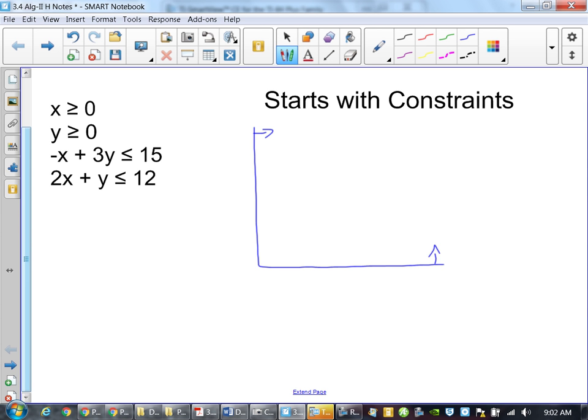No. But remember, when you're looking at it, this is your x-axis, these are your positive x numbers going this way, and then your positive y values go this way. So when it says that x is greater than 0, it's going to be either quadrant 1 or quadrant 4? Correct.